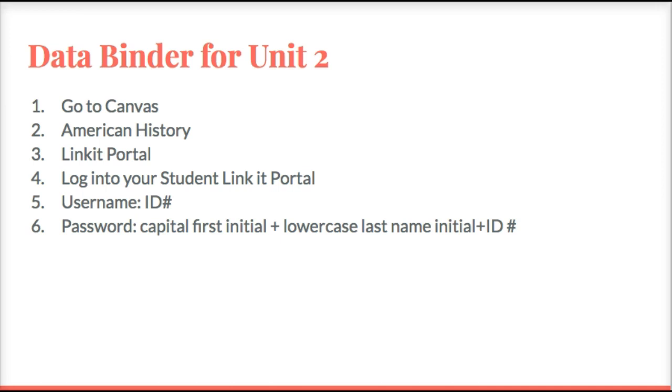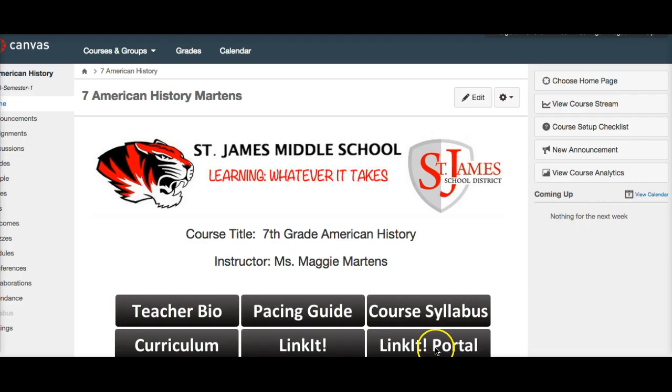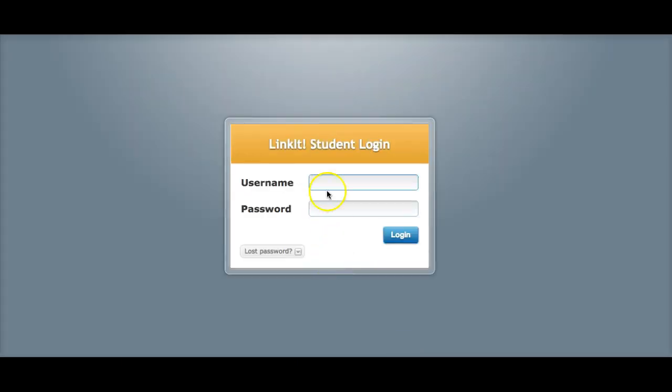you took. So, data binder setup: you're going to go to Canvas, go to American History, then the Linkit portal. Your username is your ID number, not your email. Your password is your capital first initial, so mine would be an M for Maggie, then your lowercase last name initial, so Martin's would be a lowercase m, and then your ID number. I'll show you that. Once I'm in the Linkit portal, it's going to be the ID number, and then the password. Mine would be MM because I'm Maggie Martins, and then my ID number.